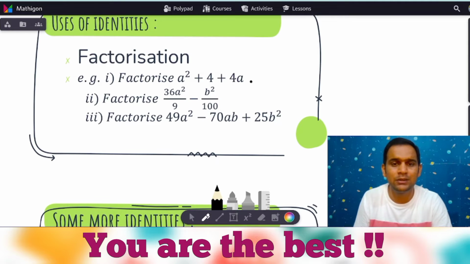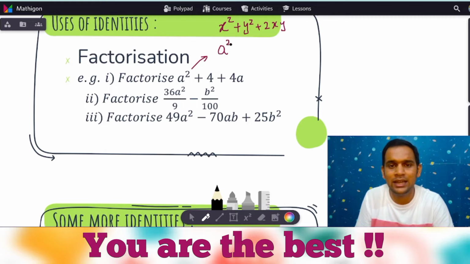a square plus 4 plus 4a. We can very easily identify that somewhere we are trying to look for (x plus y) the whole square. But how? So we need to write, x plus y the whole square, what is the expanded form? x square plus y square plus 2xy, right? We need to understand this. So over here, a square is already there. Can I write 4 in terms of square? Obviously, it's 2 square. Now that means x is a and y is 2. So let's verify whether 2xy is going to be 4a. If yes, we can directly write the factor form, right?